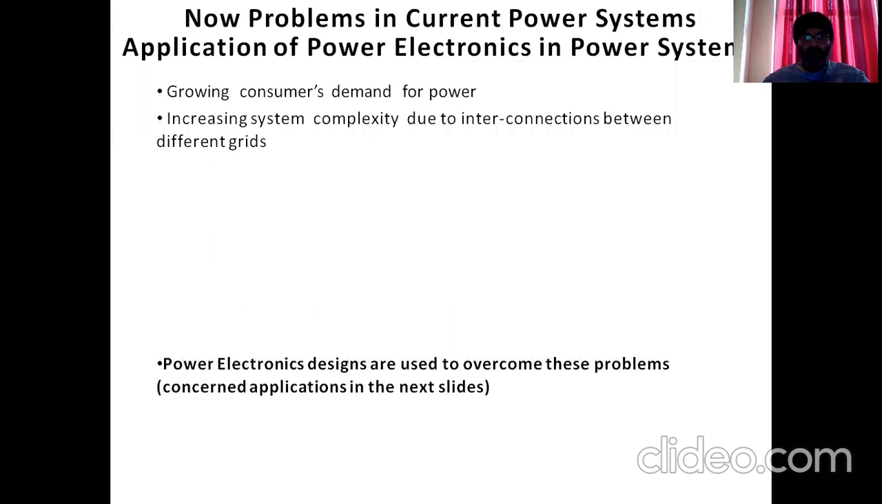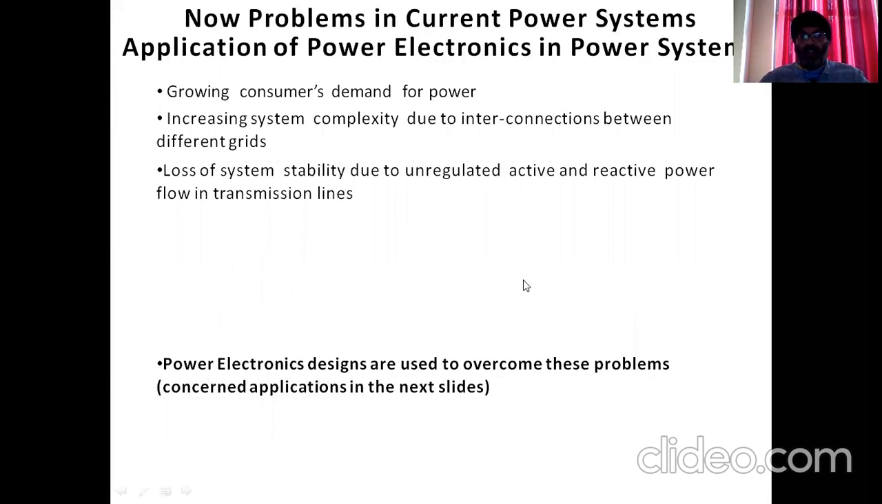Now after this, I think it's better to give a few applications of power electronics in power systems. Power systems nowadays have some issues because of the growing consumer demand for power. Demand of power consumption at home keeps on increasing due to multiple air conditioning systems and a lot of other equipment at home, in factories or in organizations. So demand is growing, and at the same time complexity is also growing because different grids are being connected to different grids, and due to this the interfacing or integration complexity increases.